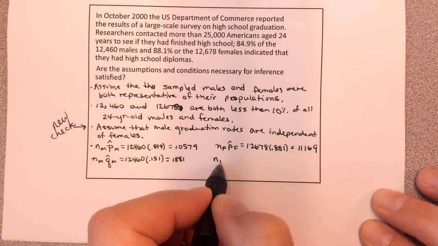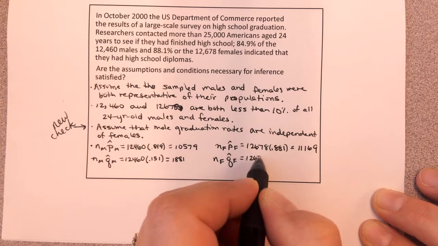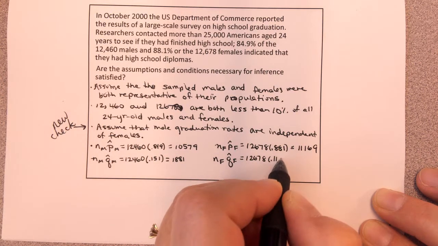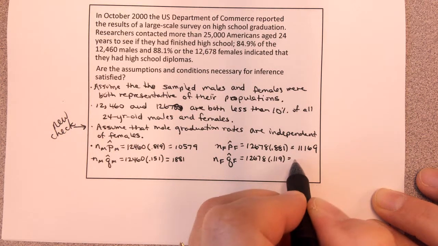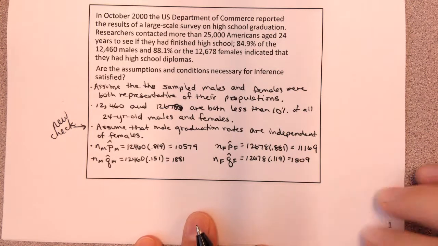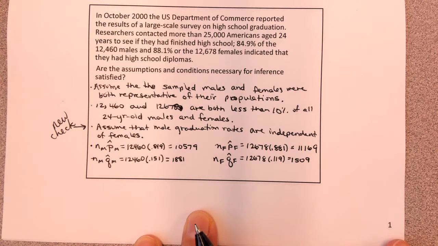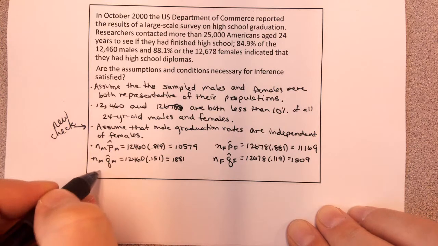And then N of F times q hat of females is 12,678 times the other 11.9%, or 0.119. And that is about 1,509 females if you round to the nearest whole number, which we'll do fine. Okay, and then those are all bigger than 10, so I'm just going to make a blanket statement.